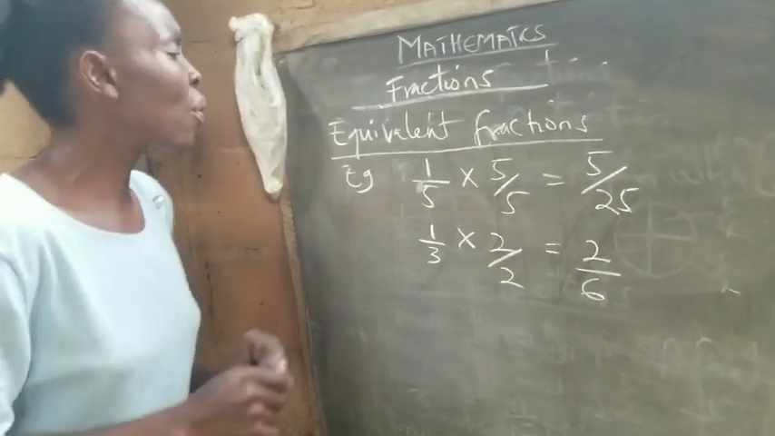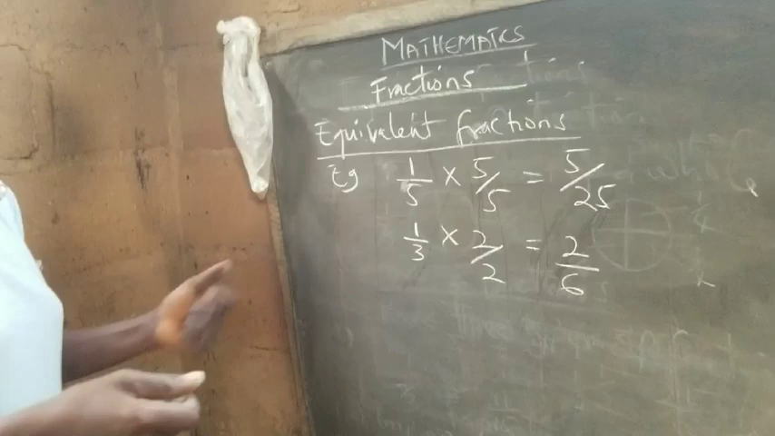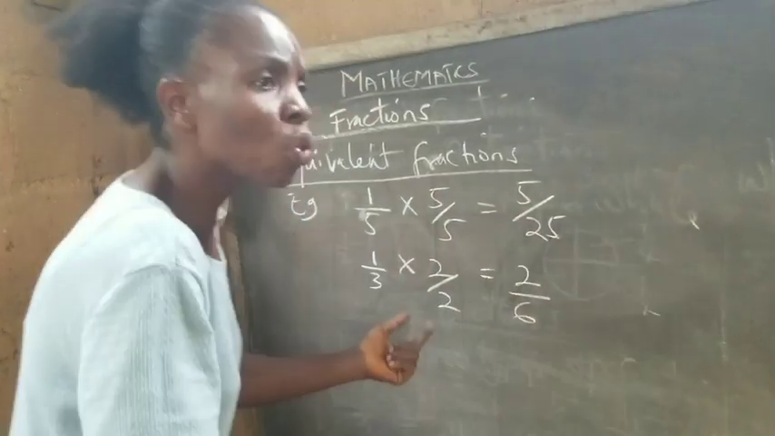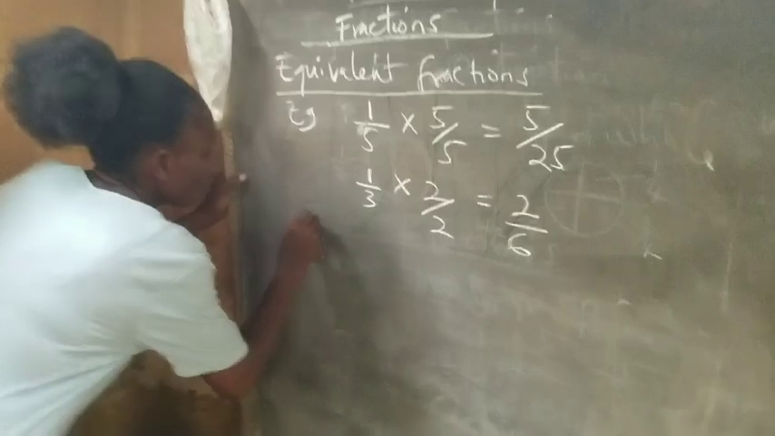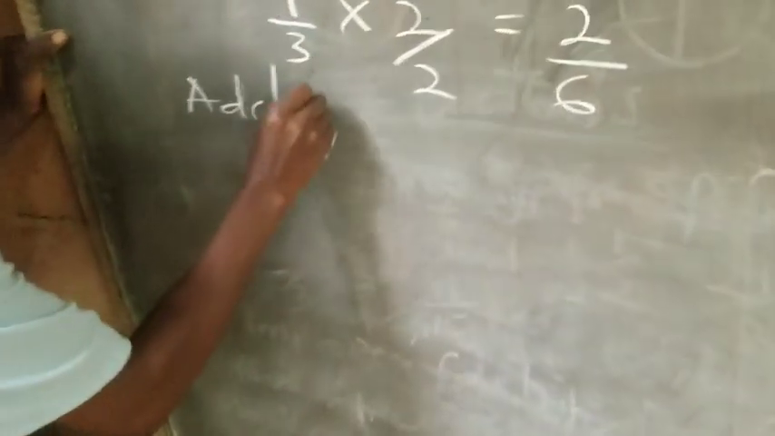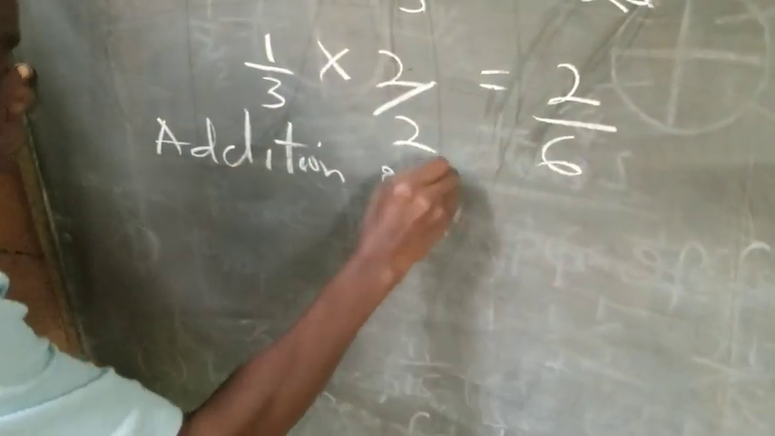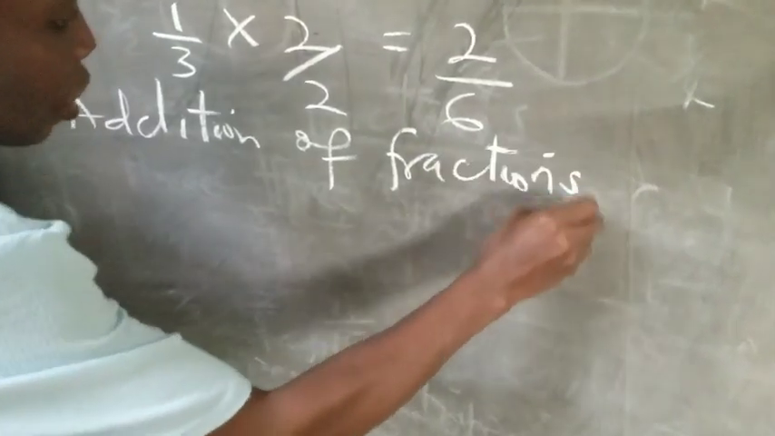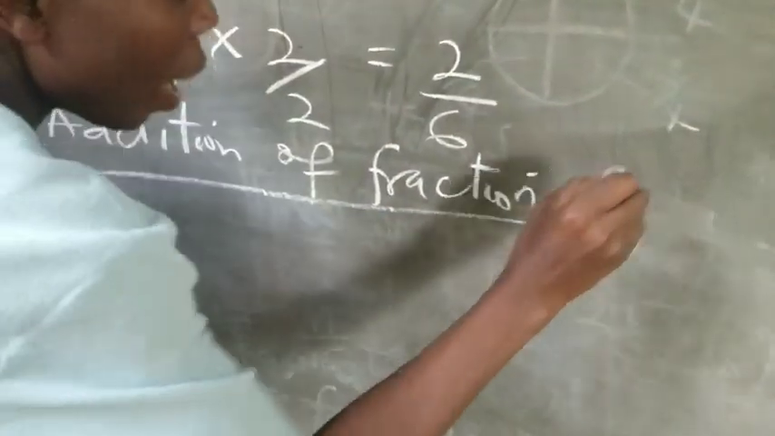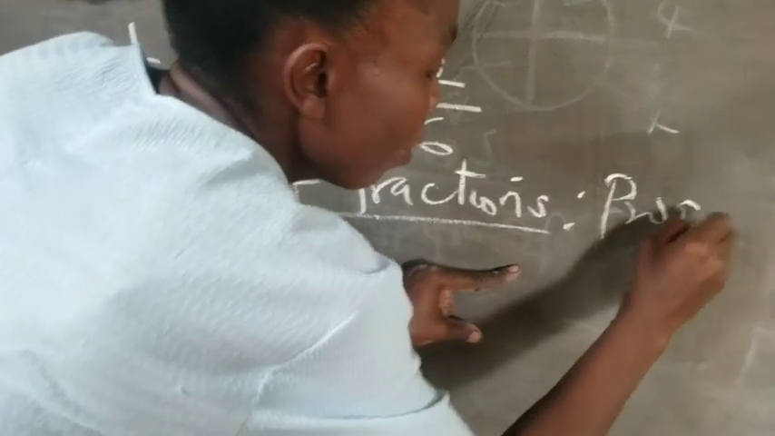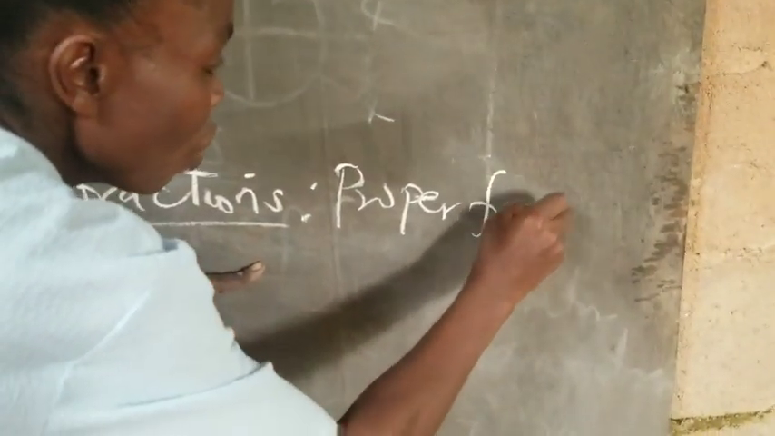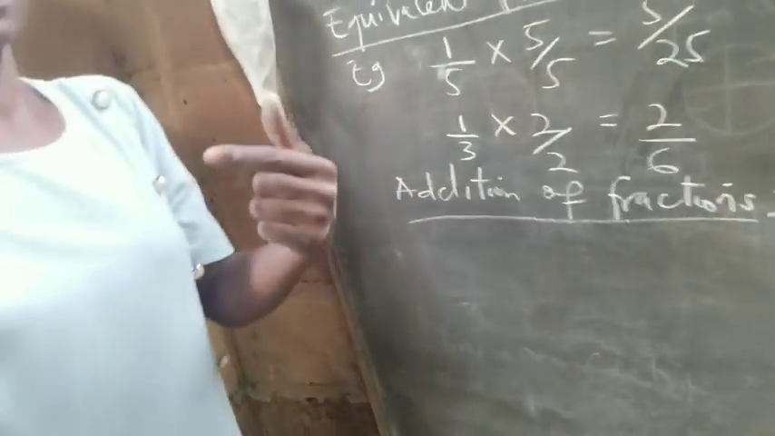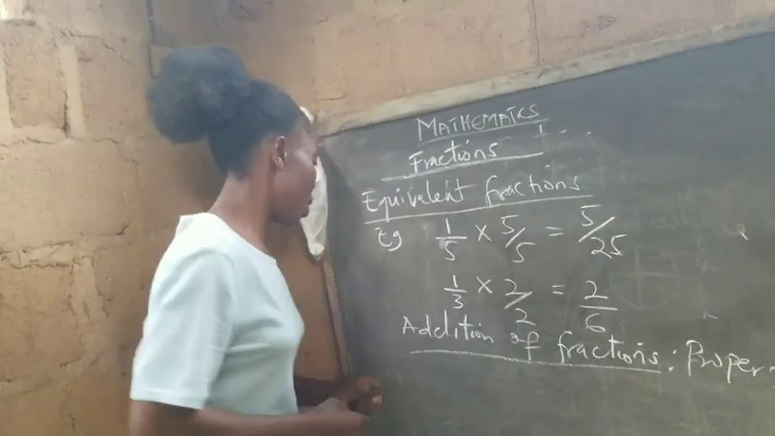Now, the next thing we are going to look at is addition of fractions. We'll start with addition of proper fractions. How do we add them? Addition of fractions, we have proper fractions. We want to add proper fractions together and see what the answer will be.